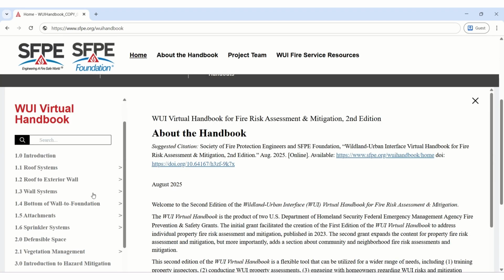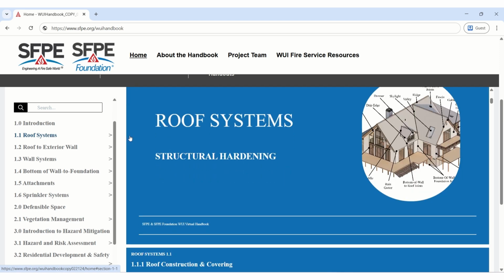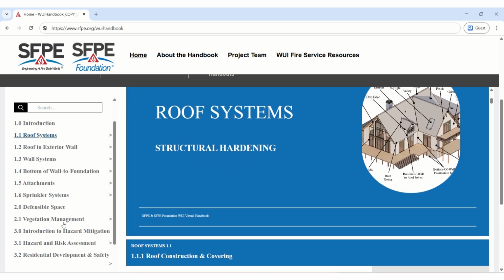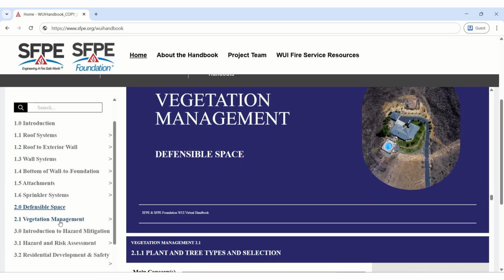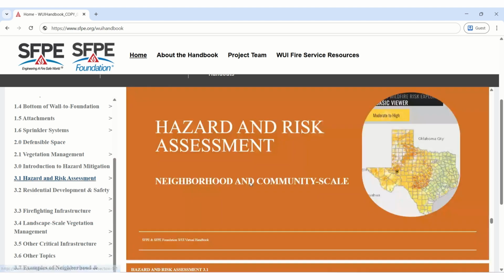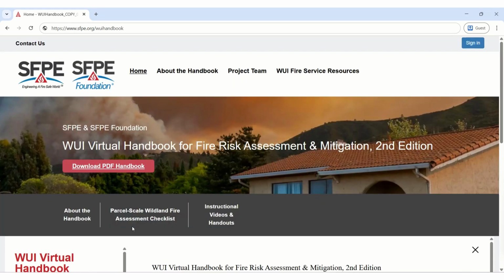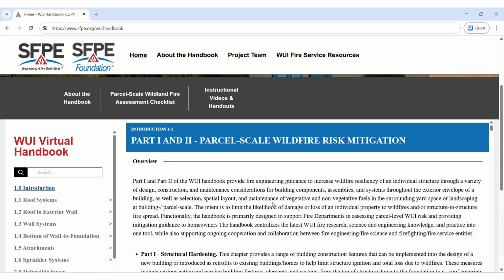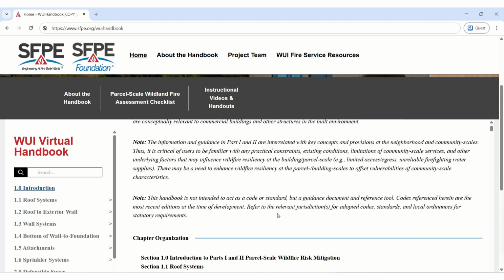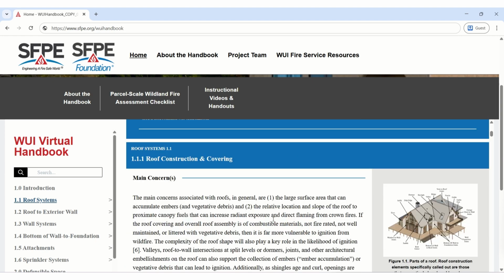Once you've accessed the handbook, you're ready to use it to conduct property assessments. Please note, the handbook is organized in 3 parts: structural hardening, defensible space, and neighborhood and community level hazard mitigation. Individual property owners can review their properties using the handbook by themselves or with the assistance of fire department personnel. Homeowners will then understand how and why to implement the recommendations within the handbook for their homes. These 3 sections are intended to complement each other and could be considered akin to a 3-legged stool.